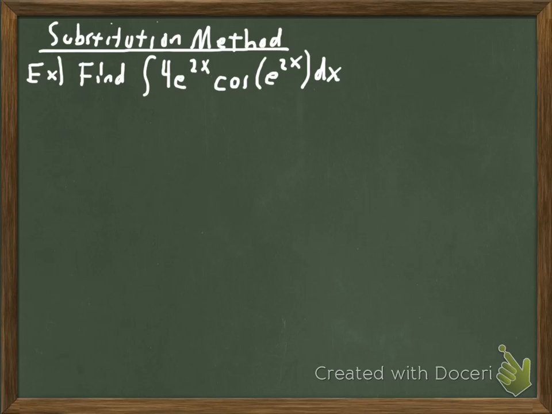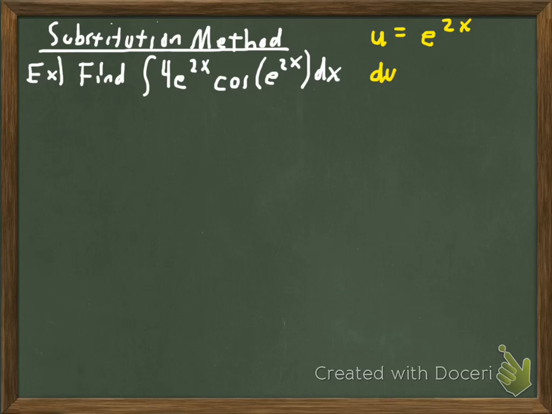You use the substitution method when you have an inner function and an outer function, and in particular where the derivative of the inner function is a factor that's being multiplied by the outer function. All right, that sounds kind of complicated, but you know how this is used, so let's go ahead and clarify just by working it out. We're going to let u be the inner function here. u is going to equal e to the 2x power.